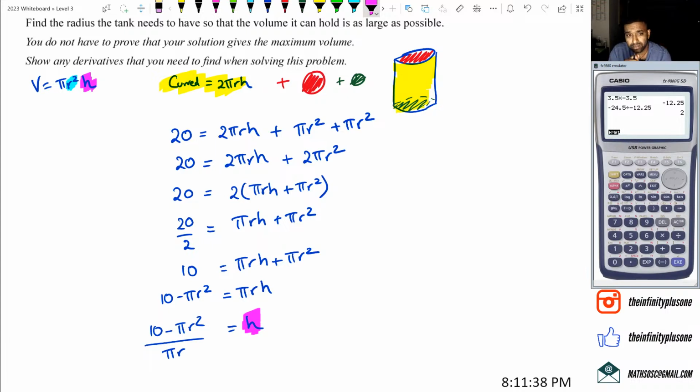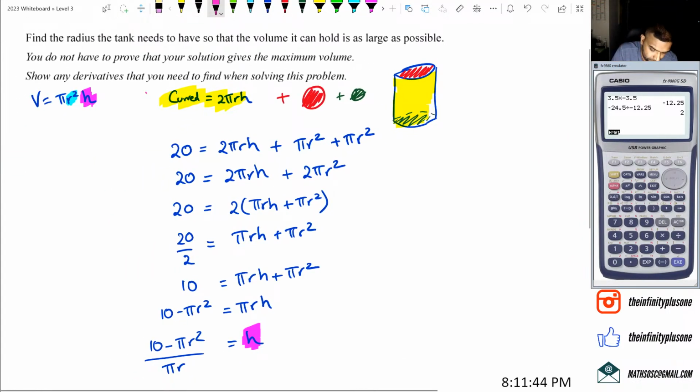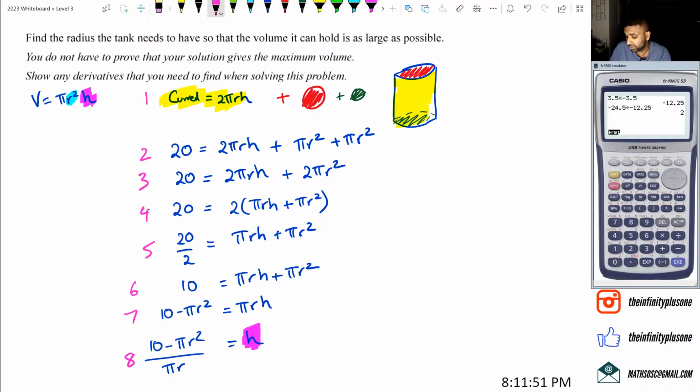I'm going to pause there. Let me know if you guys have any questions with what I've done so far, and I'll put some line numbers as well. So if you have any questions, you can ask. Now, we haven't even started with the achieved part of this question.